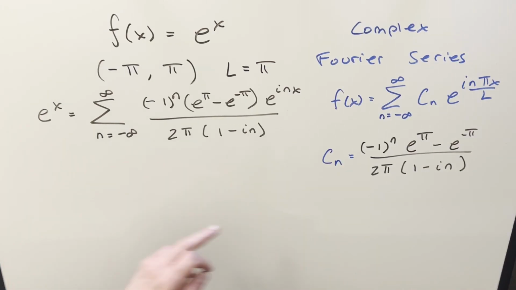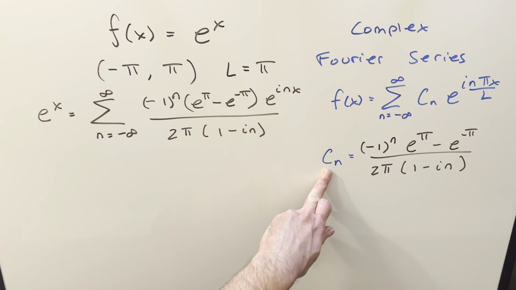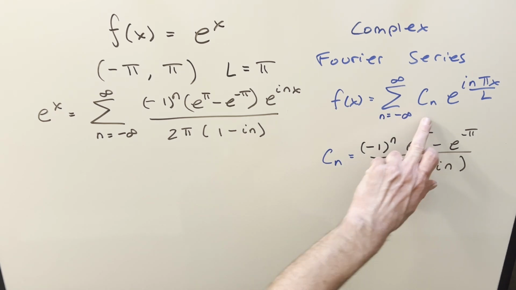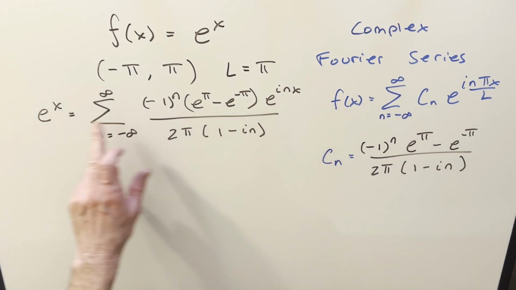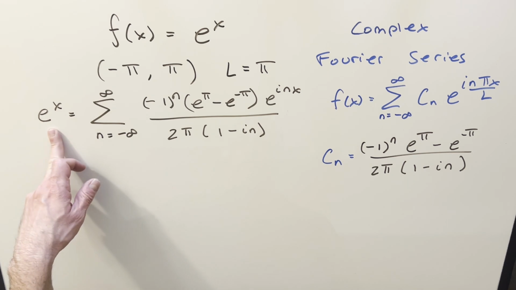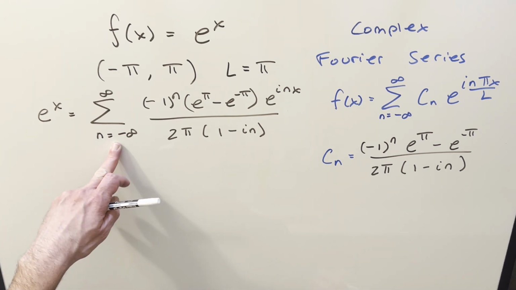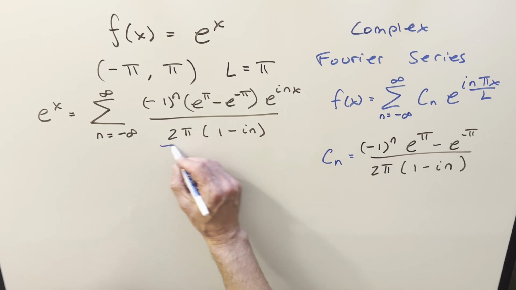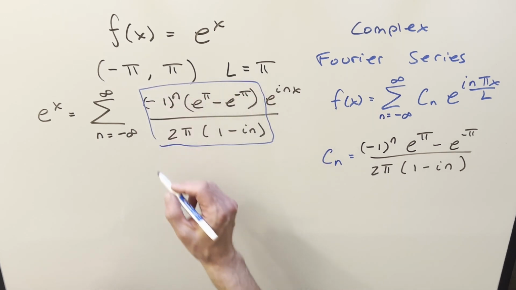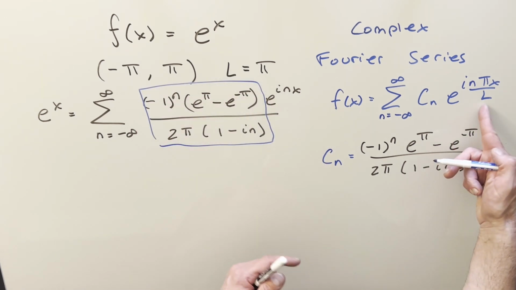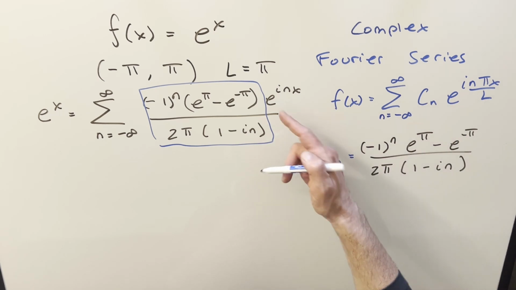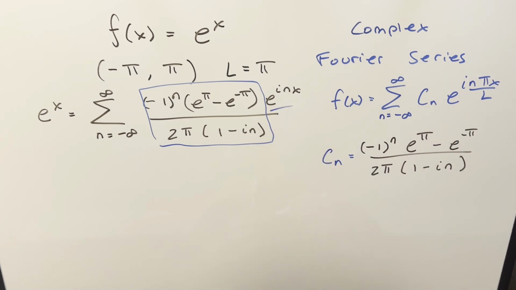Okay, so what I've done now is take the constant that we found on the previous board and plug it into our formula for f of x, which is our e to the x. So we're saying e to the x is going to be this sum, where all this stuff over here is just our C sub n value. Over here, the L value is pi, so that's going to cancel out. That's how we get this e to the inx here.